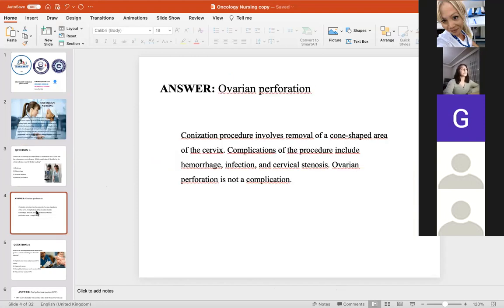And the answer is ovarian perforation. The conization procedure involves removal of a cone-shaped area of the cervix. Complications of the procedure include hemorrhage, infection, and cervical stenosis. Ovarian perforation is not a complication.